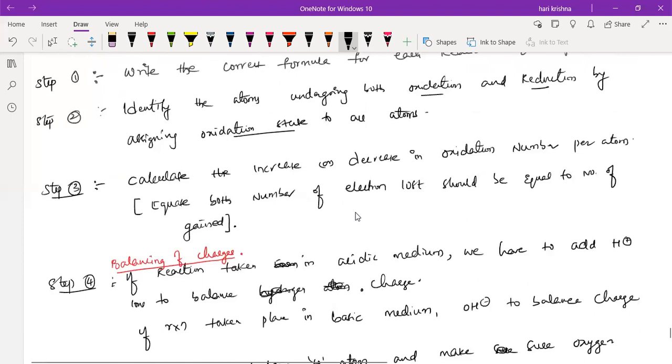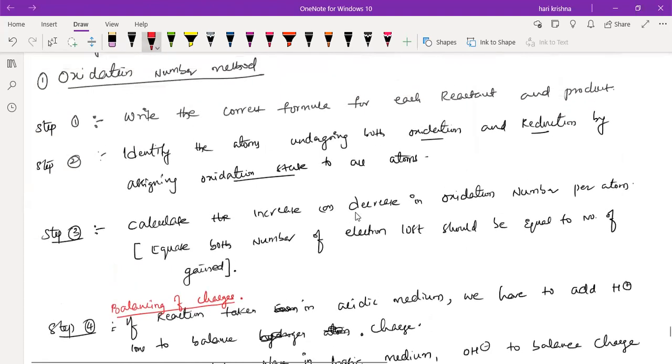So what is the first step? What is step number 1? Writing the correct formula for each reactant and the product. Step number 2: finding the oxidation state for each element and finding whether it is undergoing oxidation or reduction. That is step number 2.